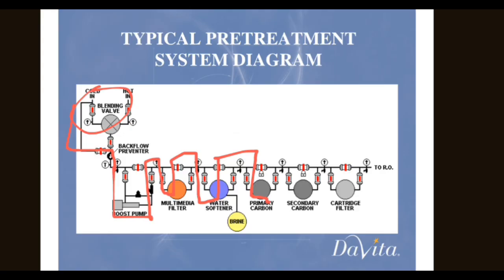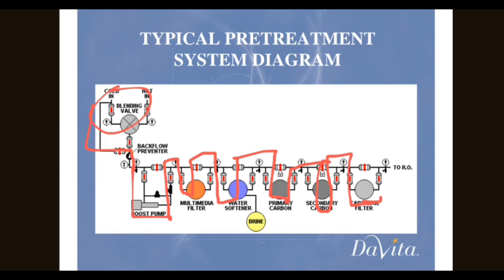Then the hardness-causing molecules, magnesium and calcium, are removed in the water softener. After that, chlorine and chloramine are removed in the carbon tank, basically the primary carbon tank. Then the purified water passes to our secondary carbon tank, which acts as a polisher. After that, water passes to a cartridge filter. The cartridge filter removes molecules of size 5 micron or smaller, because now the water is going to pass through the RO membrane.